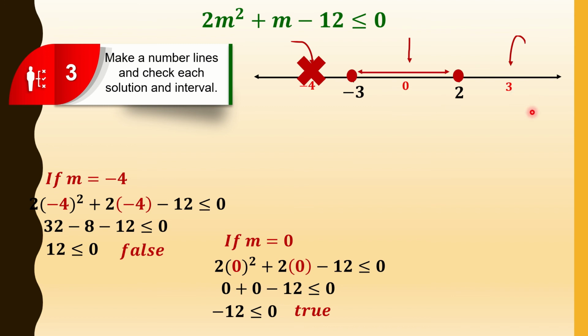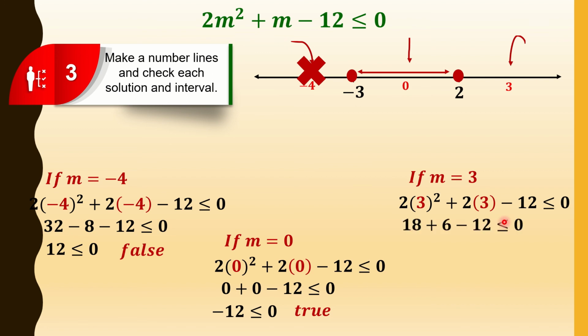So, let us have our last point. If m is equal to positive 3, substituting this into our quadratic inequality, we have 2 times 3 squared plus 2 times 3 minus 12 will be less than or equal to 0. Simplifying that one, we obtain 18 plus 6 minus 12 is less than or equal to 0. And 18 plus 6 minus 12 is equal to 12, which is not less than or equal to 0. So meaning again, this solution is not included. So the points between positive 2 and positive infinity are not included.